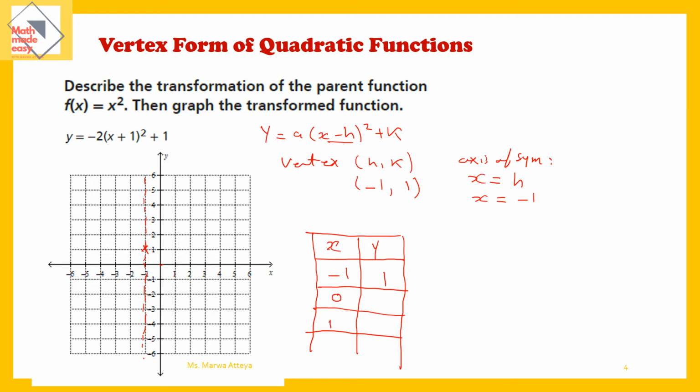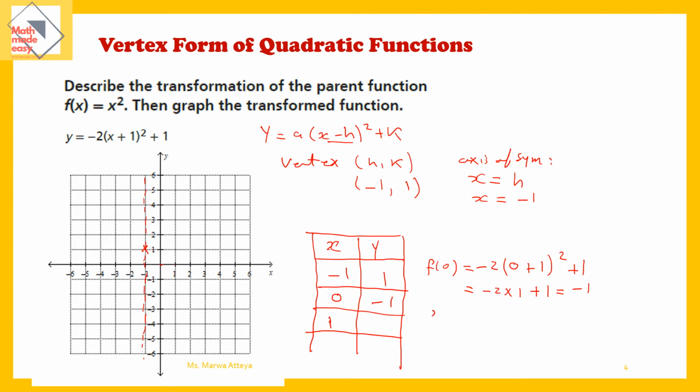How do we find the values of y? We are going to substitute. So I'm going to substitute in the equation: f of 0, which means instead of x, I'm going to substitute x equals 0. It's going to be -2 times (0 plus 1) squared plus 1. Now, 0 plus 1 is 1, 1 squared is 1, so this is -2 times 1 plus 1, which is equal to -1. So I know that when x is equal to 0, y is going to be equal to -1.